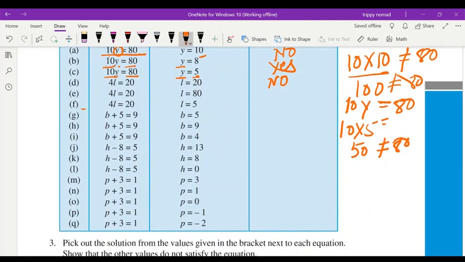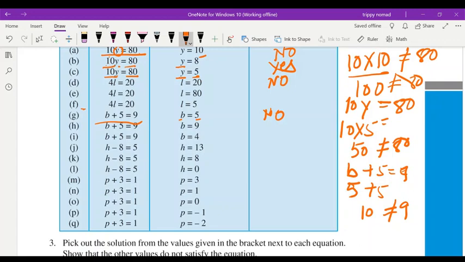And here you have to add the b value, they have given 5. In b plus 5 is equal to 9, you have to put 5. The b value they have given is 5. 5 plus 5, what will you get? 10. 10 is not equal to 9, so what will you put here? No. So this is not going to satisfy.